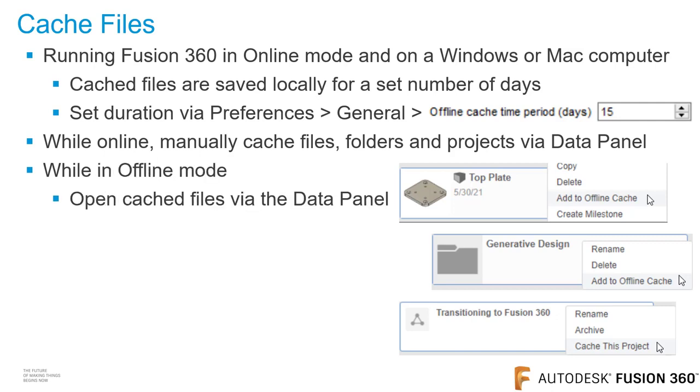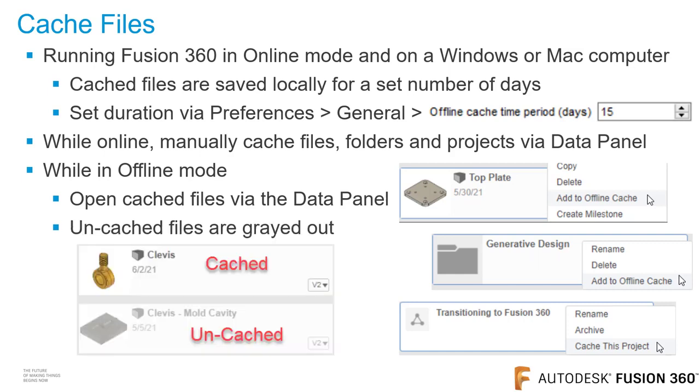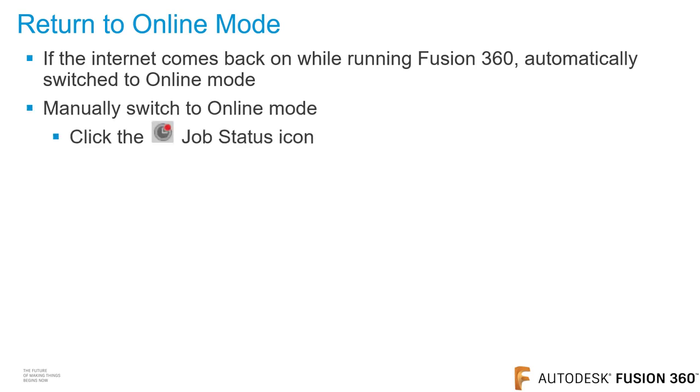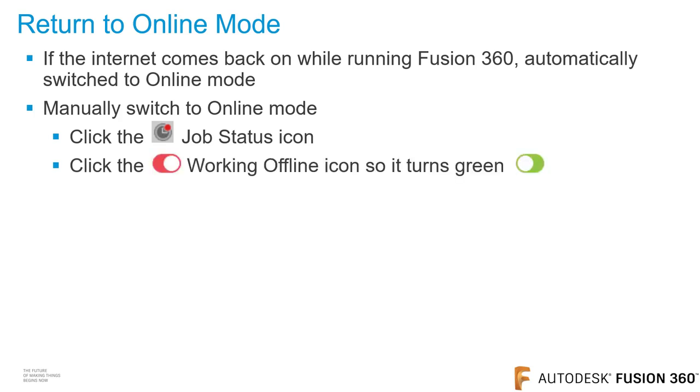While in offline mode, you can open up cached files via the data panel as you normally would. Note that uncached files are grayed out and cannot be opened. If Fusion 360 went to offline mode because the internet went down, when the internet comes back on, Fusion 360 will automatically go back to online mode. You can manually switch to online mode by clicking on the job status icon on the top right corner of the Fusion 360 screen. Click on the slider to change to online mode.